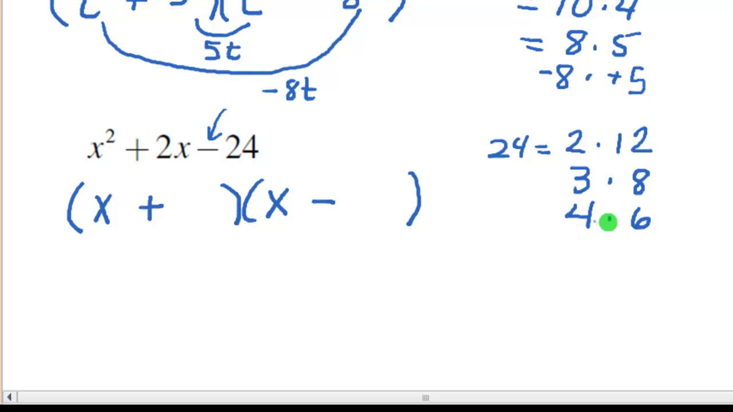What about that? So if we use a negative 4 and a positive 6, those are going to multiply to negative 24, but they're going to add up to a positive 2. So that's what we're going to use. So positive 6x here and a negative 4x here will give us our middle term of positive 2x.